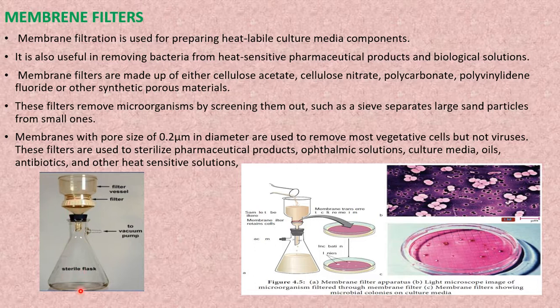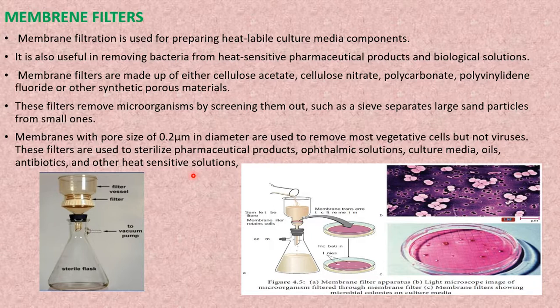So here you can see a sterile flask and filter vessel, and in between you are going to have a membrane filter. Okay, look at this picture. So here is a membrane filter. If this membrane filter is taken out and kept on the medium, you are going to see the microbial growth, and in the microscopic picture you are able to observe them like this. This is very useful to sterilize, as I told you, pharmaceutical products, ophthalmic solutions, culture media, oils, antibiotics, and other heat sensitive solutions.